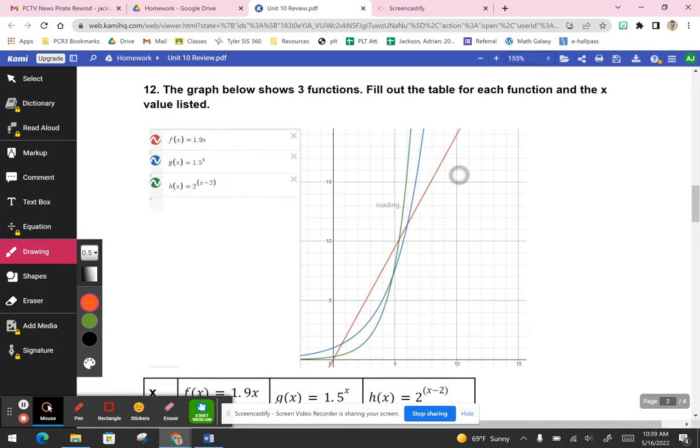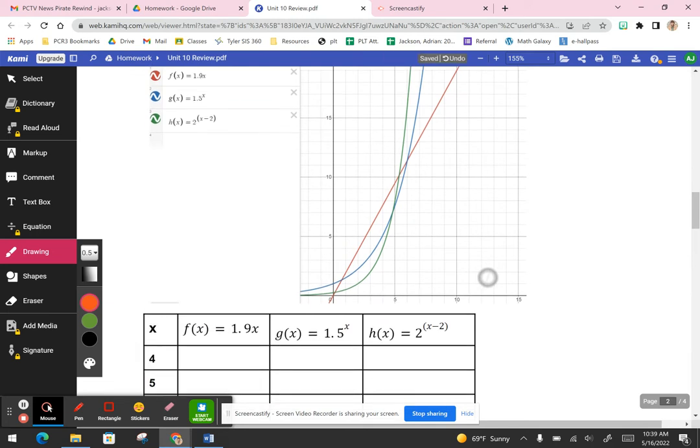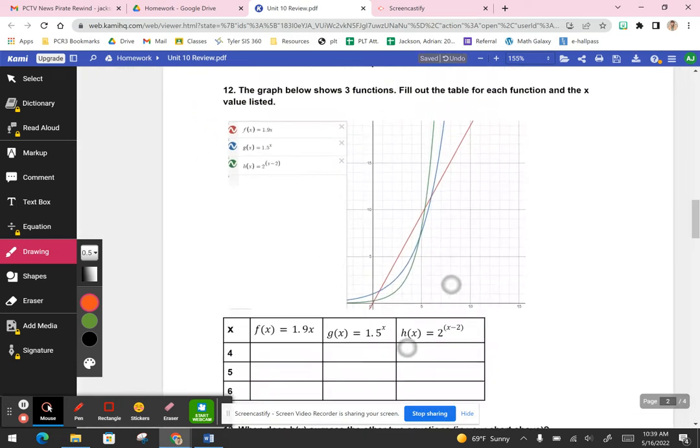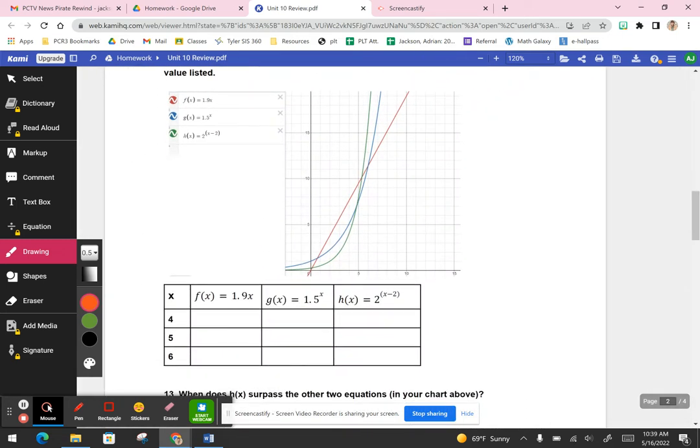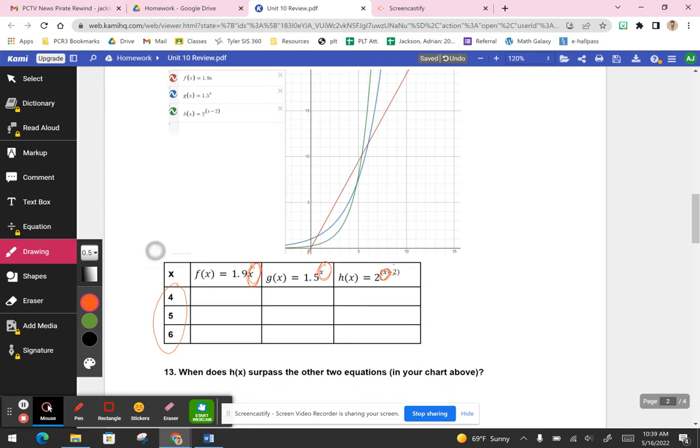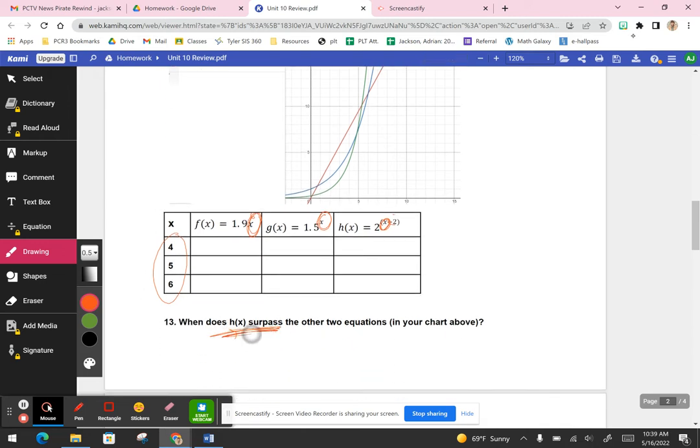All right, for number 12 here, you won't have Desmos on the test, so we'll just give you any graphs that you need. And you're going to fill out this chart. So really what you're going to do is you're going to put this 4, 5, and 6 into the x's in the equations. Oops, that one is just this x right here. So I'm going to put 4 in all of those and solve them. Put 5 in all of them, solve. 6 in all of them, solve. And this one, when does h of x surpass the other two equations? You want to see when does this one become bigger than the ones over here.